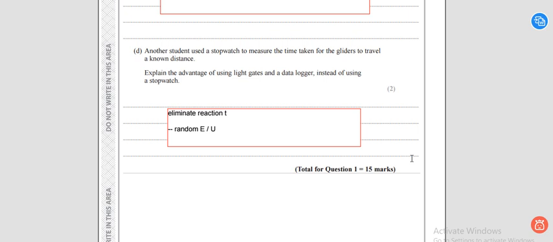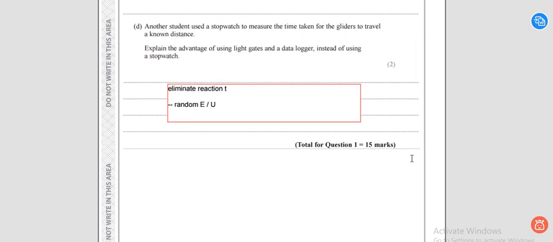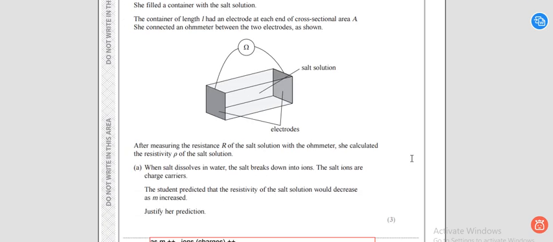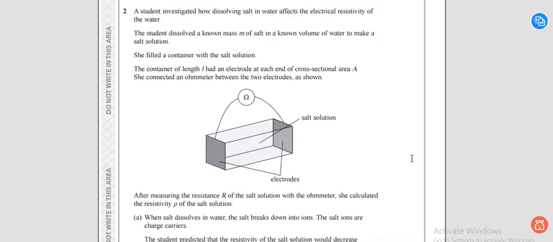Why light gate instead of stopwatch? Because it eliminates reaction time and hence decreases random error or uncertainty. Once again, pause the video, read the question, and resume.